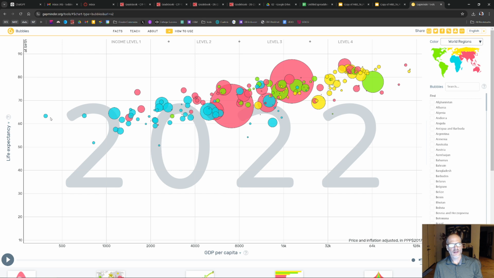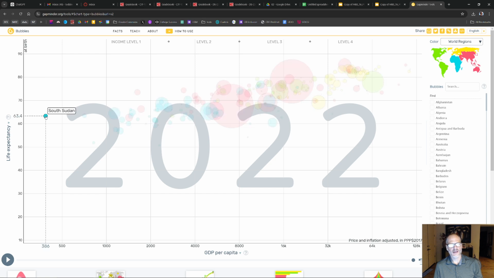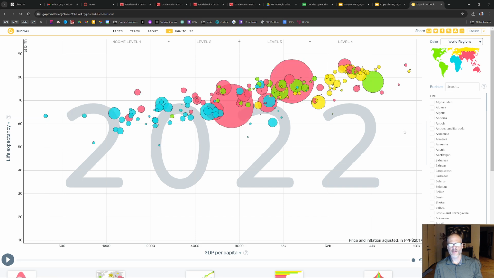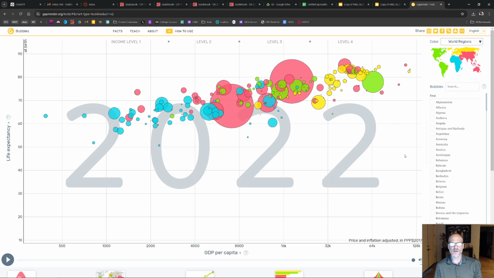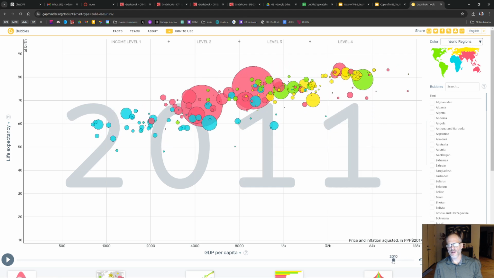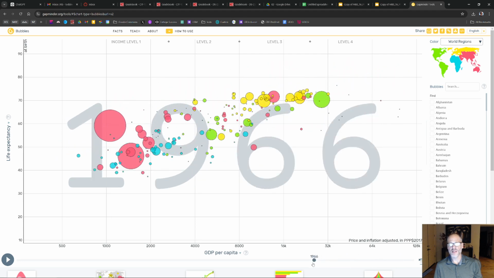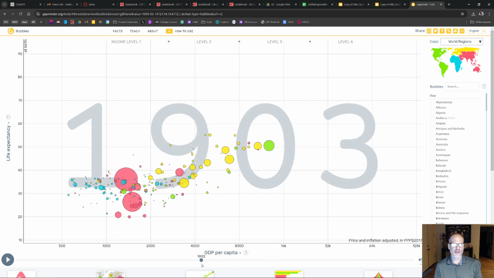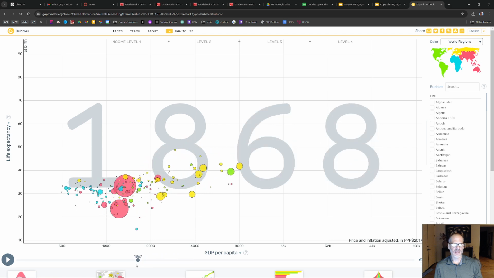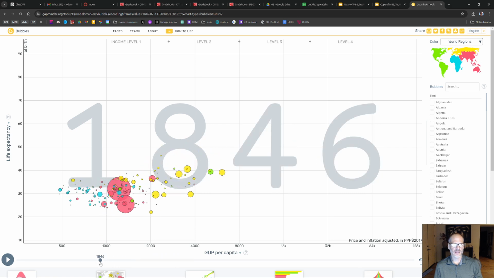And you can see just by looking at this in 2022 that in South Sudan, you only earn $386 per year per person on average. But over here in Luxembourg, you're making $116,000 a year, or in Ireland, $114,000 a year per person. You could scrub this play head right here and scroll back in time. This is really pretty extraordinary. You could see the history of humanity here.